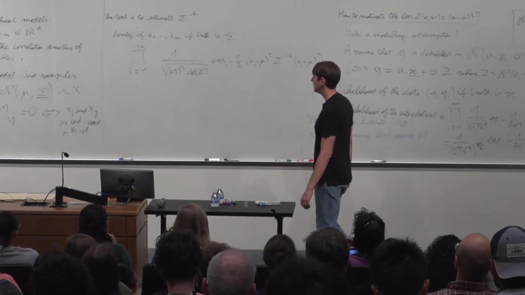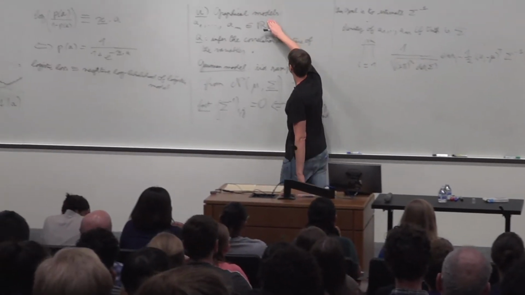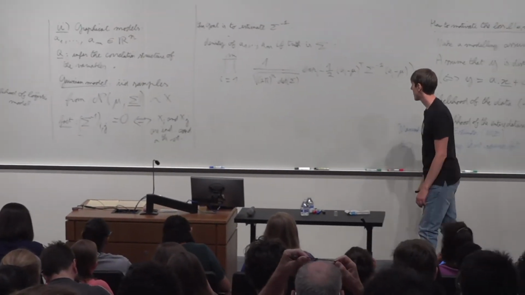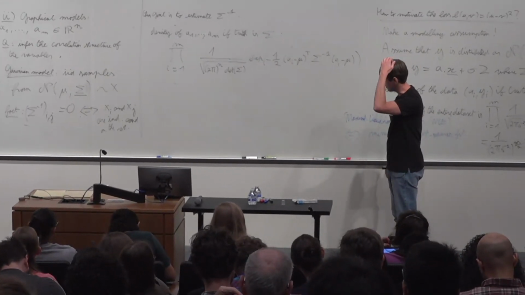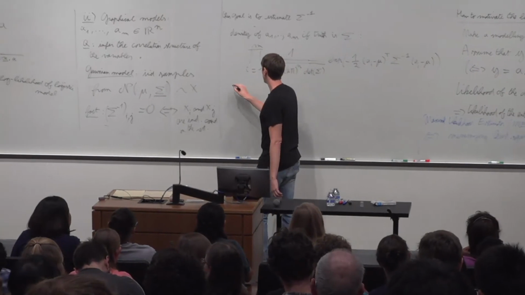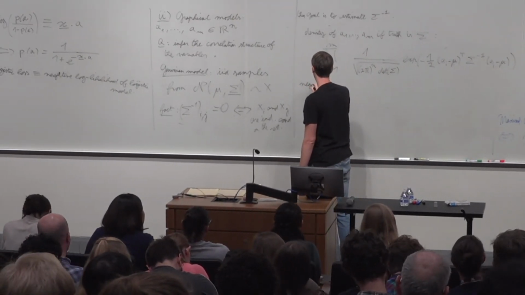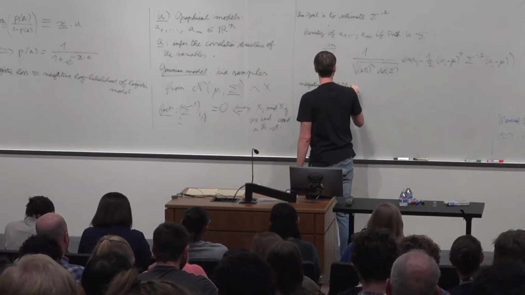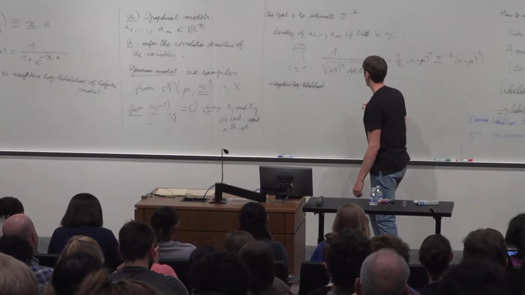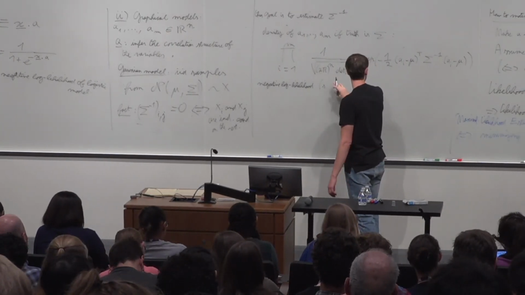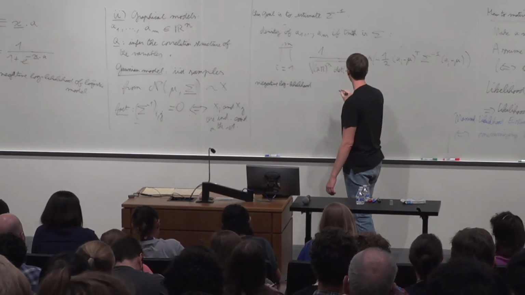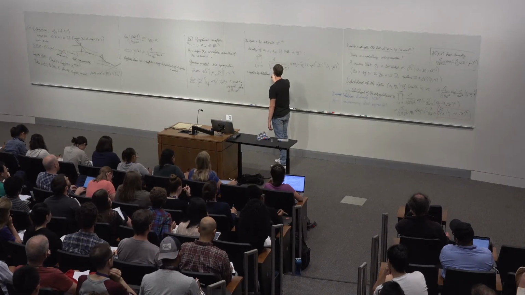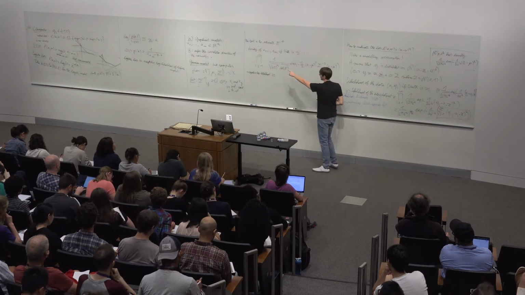2 pi to the d, yeah, I want everything to be in Rn. Okay, so this is the formula of the Gaussian. So what is the negative log likelihood? Negative log likelihood is equal to the following. So I take minus log of this.